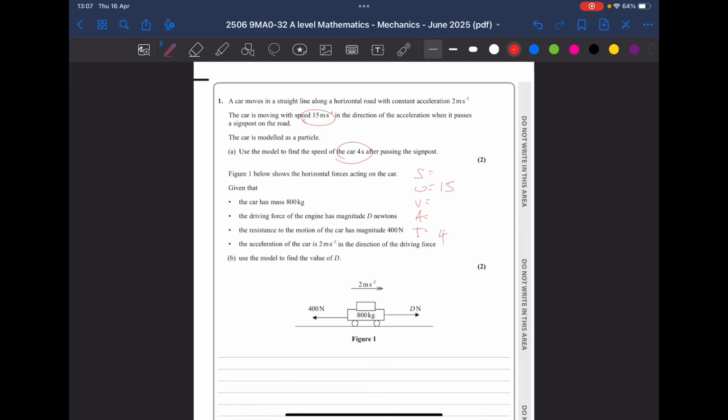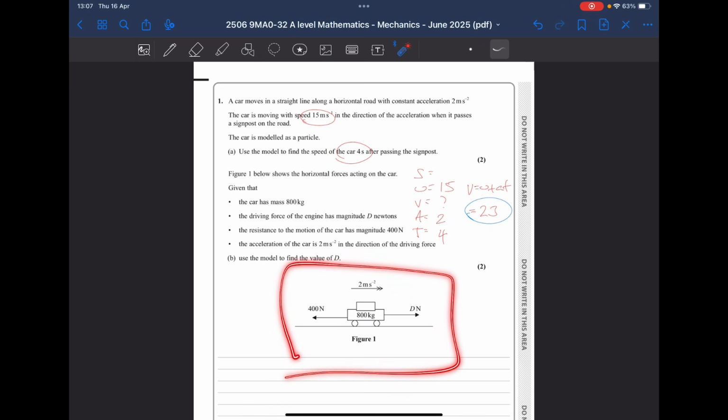We wanted to find the speed at the end, so v is the thing we're looking for, and we also need the acceleration of 2. So no distance in this one, no displacement. So we need v equals u plus at. Plugging that all together, it will be 15 plus 2 times 4, so 15 plus 8 is 23. So it should be 23 meters per second after the 4 seconds.